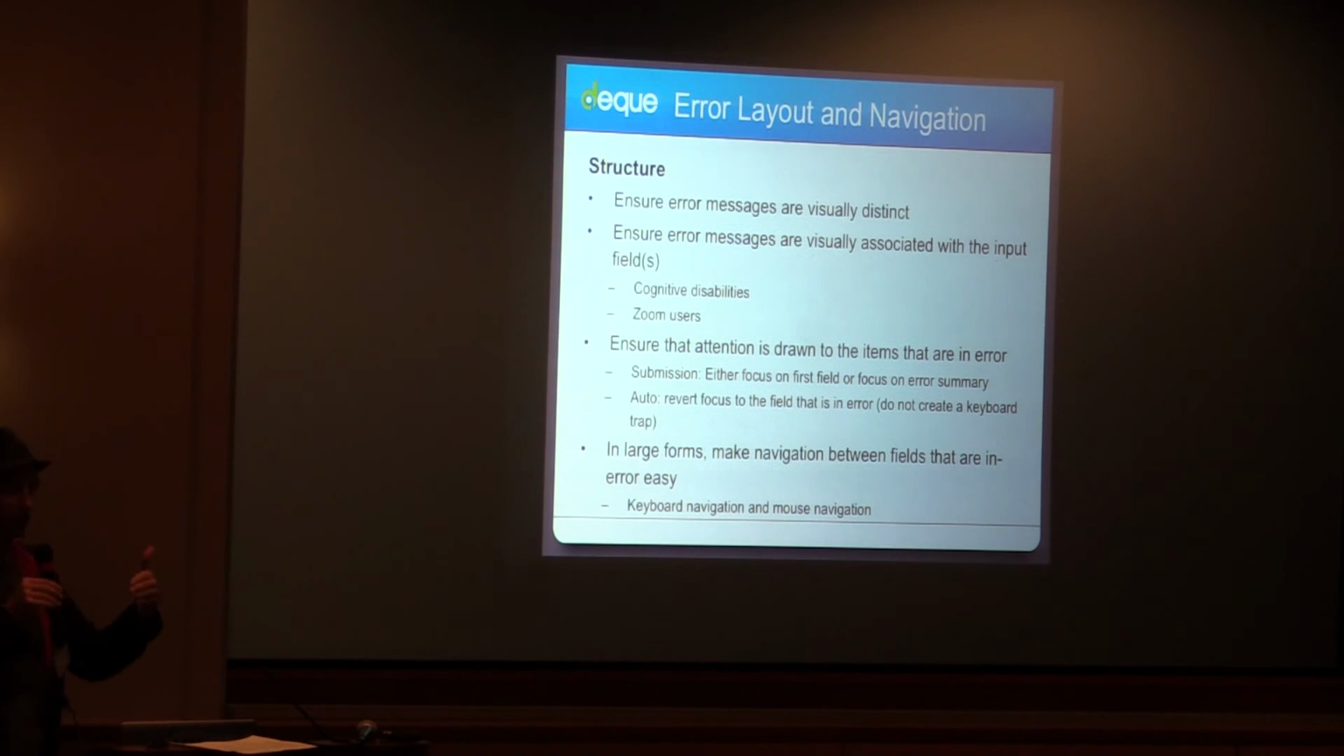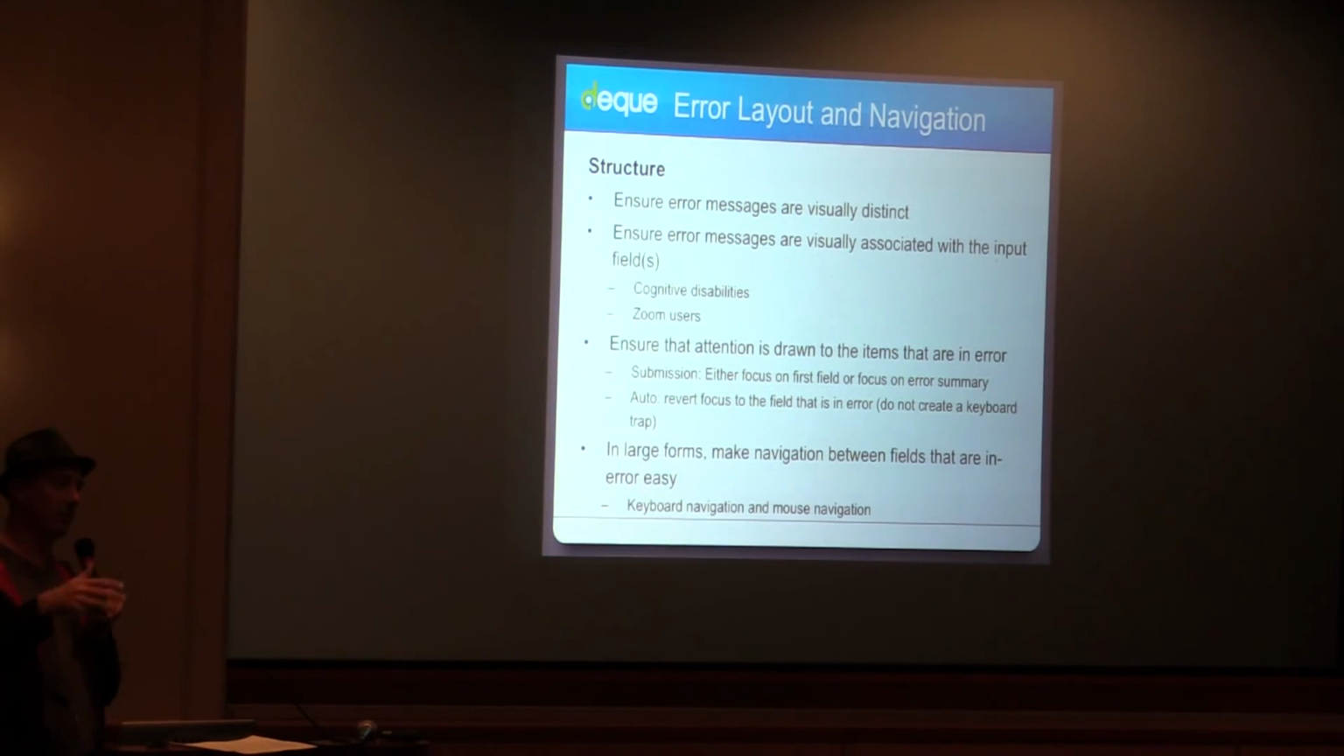If you have large forms, say a 30 field form, which you probably stay away from, but if you have to, and there's one field that has an error, or two fields, one at the top, one at the bottom, as a screen reader or a keyboard user, I shouldn't have to go through every single field in that form to find those two fields that are in error.